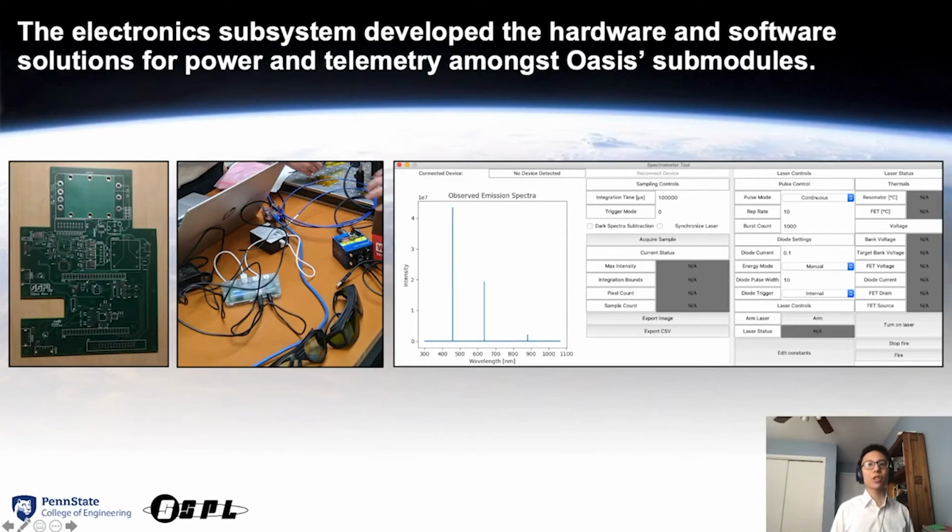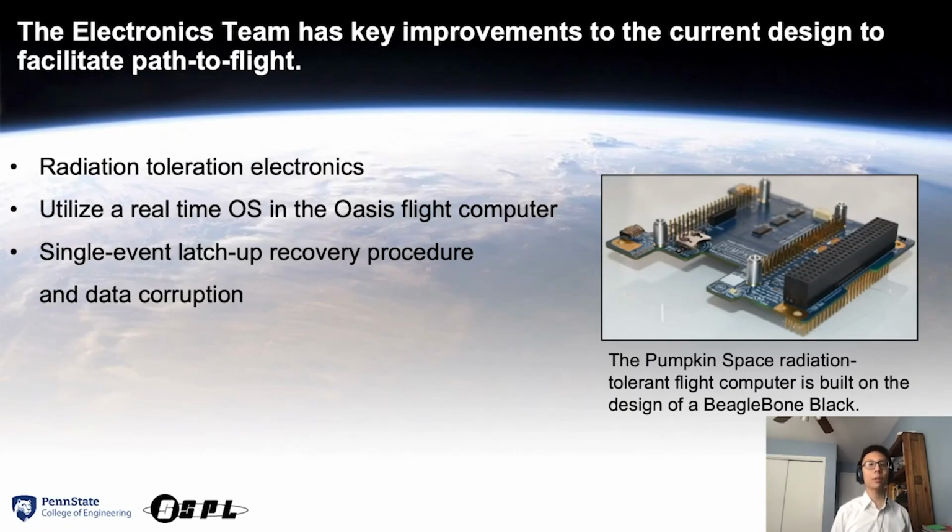In summary, various versions of the hardware and software interfaces are iteratively designed and implemented to verify adequate power and telemetry for OASIS. To ensure robustness and safety, a command line version of this code was also developed for actual laser fire and testing. In a path-to-flight scenario, our electronic components will be replaced with radiation-tolerant versions. For example, we plan to replace our flight computer, a BeagleBone Black, with a radiation-tolerant version developed by Pumpkin Space. We will also utilize a real-time operating system such as RT Linux to ensure guaranteed response time with the rover. Data error checking code and single event latch-up recovery procedure will also be implemented to guarantee system and data integrity.